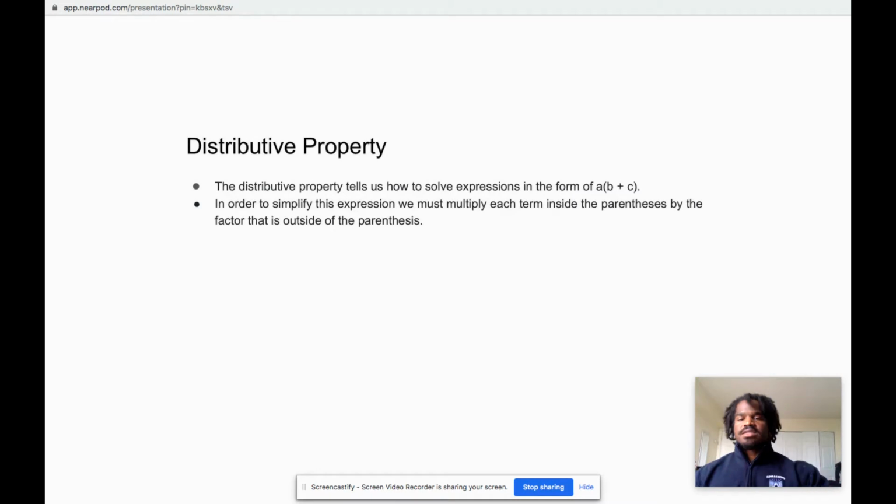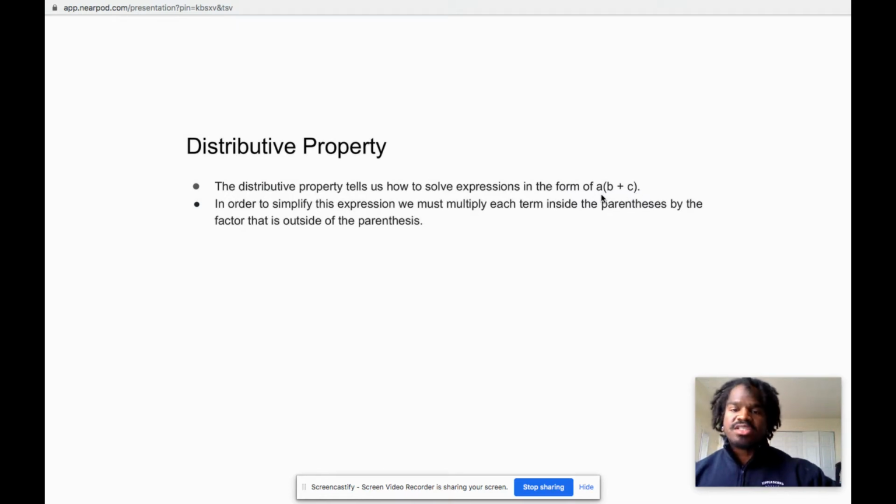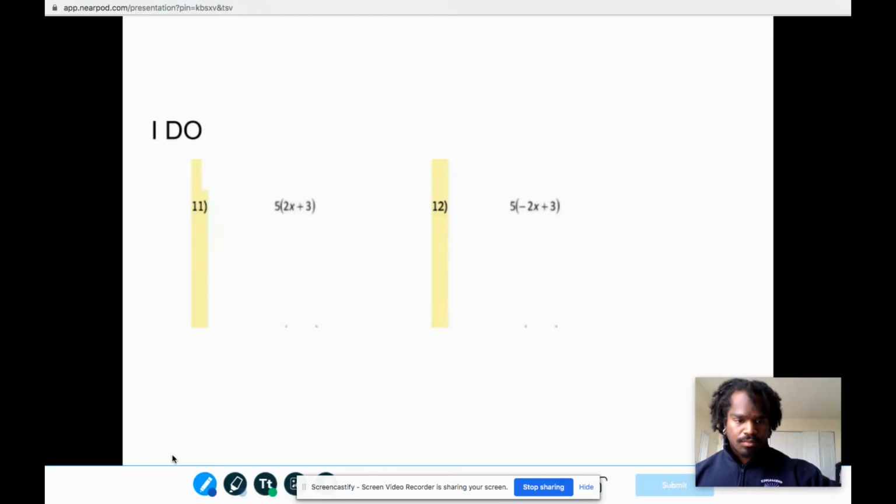So the parentheses is the part here that's containing B plus C. And the factor is the number that's right outside the parentheses, right? So when we see a factor or a number right outside the parentheses, we know that that means to multiply. Okay, so let's look at an example.